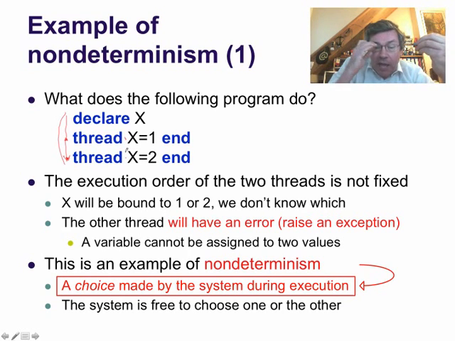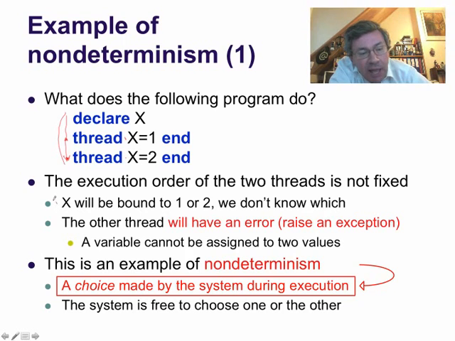They can execute in any order, which means that x will be bound to 1 or to 2. We don't know which. And when the other binding is done, there will be an error because variables can only be bound to one value. So this is an example of non-determinism. The choice is made by the system. In this case, the choice is visible because we see it in the different value of the binding.